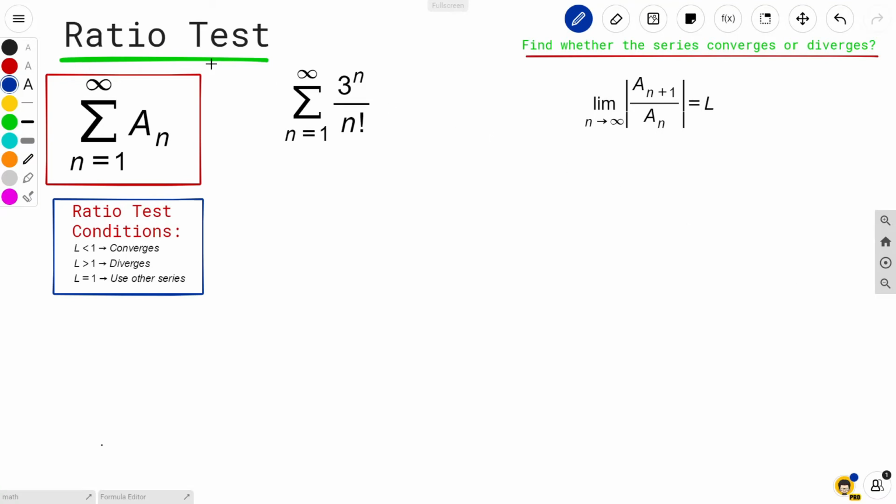Hello guys, so in this video I'm going to go over how to find whether the series converges or diverges through the ratio test. So how do I know to use the ratio test?